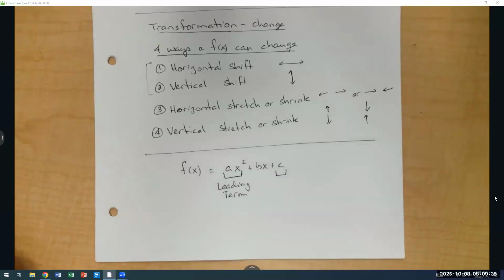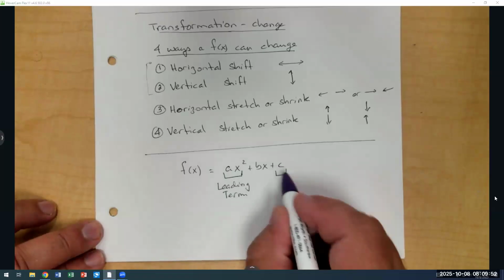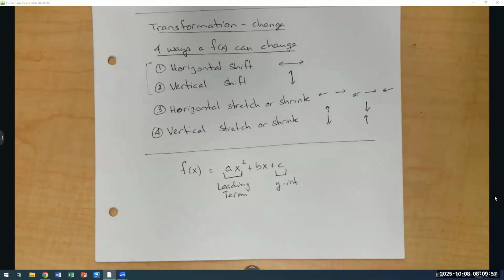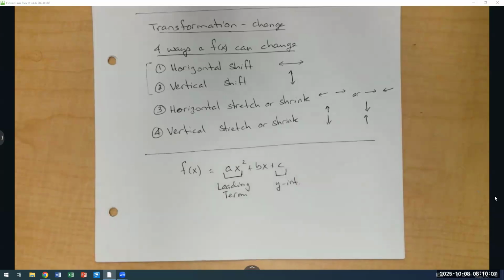What does the constant do for us? The constant, the number at the very end, doesn't have an x. This is the y-intercept. That's all it tells us is where the y-intercept is. If there's no constant, if there's no number at the end of the equation, it goes through the origin. That means your y-intercept is 0.